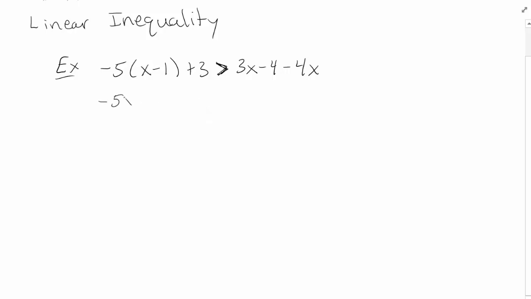So I have negative 5x plus 5 plus 3 is greater than. I can combine like terms on this side, so I have 3x minus 4x. That's a negative x minus 4. I can combine like terms on the left-hand side, so I have minus 5x plus 8 is greater than negative x minus 4.